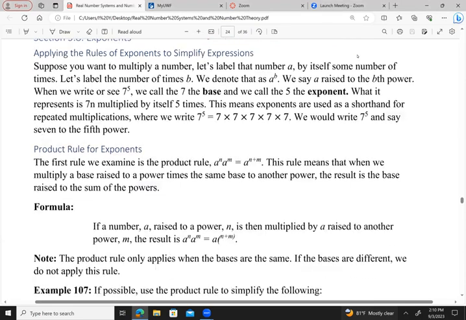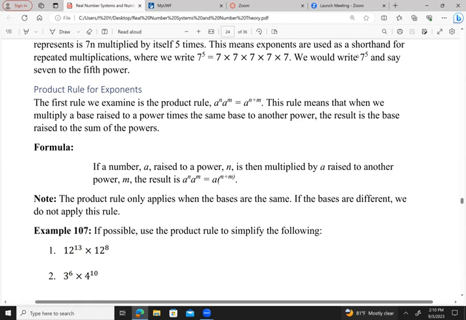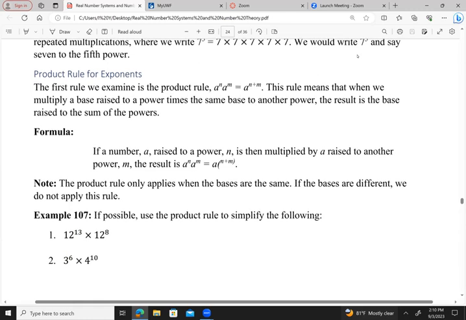So now we look at some rules. First rule we examine is the product rule. If we have a to the n times a to the m, it is equal to a to the n plus m. When you multiply a base raised to a power times the same base raised to another power, the result is the base raised to the sum of the powers. Keep in mind that the product rule only applies when the bases are the same. If the bases are different, we do not apply this rule.